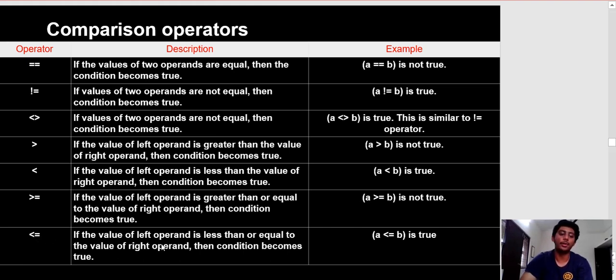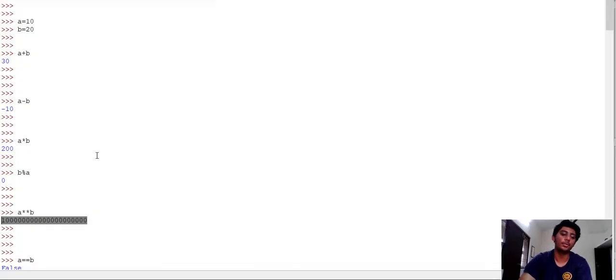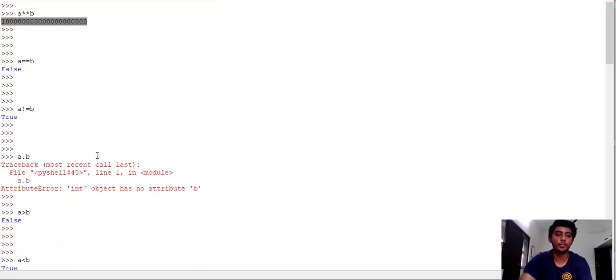Next, a is less than or equal to b. It will check whether the value of a is less than or equal to b. If the condition is satisfied, it will print true. Now we will see the demo of this one by one. First, since the value of a is 10 and b is 20, in the first comparison operator, a equal to b, it will print the result as false since 10 and 20 are not equal.